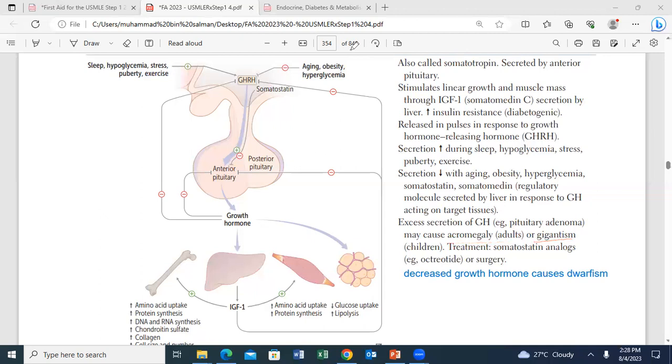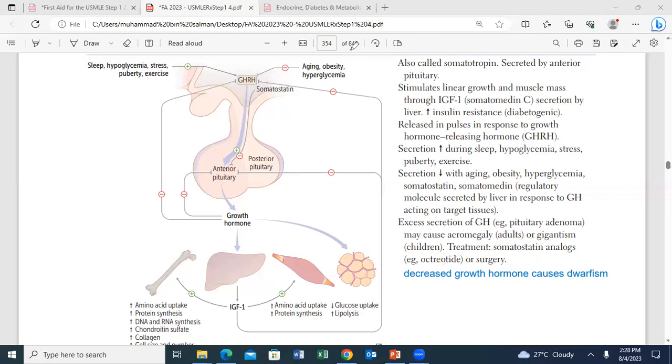And if there is decreased secretion of growth hormone during the growing age, the child will have a decreased height or a decreased size. That is called dwarfism. Two of the names are very easy to memorize: gigantism, a giant child, and dwarfism, a dwarf, a small one. And the treatment is pretty simple. You give somatostatin analogs. Since there is increased growth hormone, and we know that somatostatin inhibits the secretion of growth hormone, we give somatostatin analogs such as octreotide, which decreases growth hormone secretion.